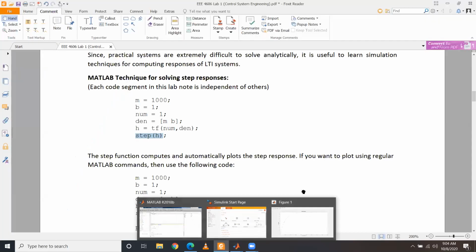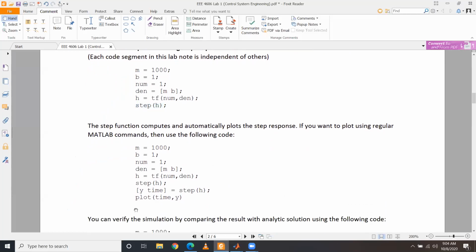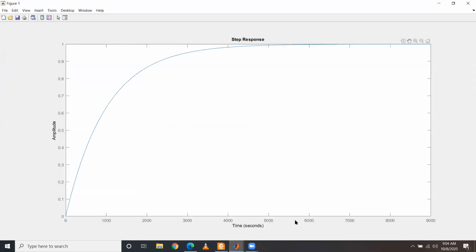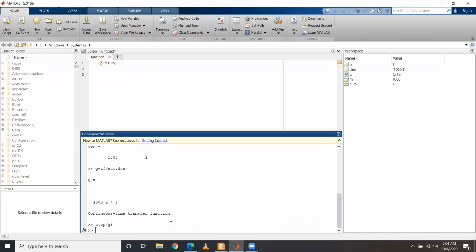Yeah. And you can also use the plot function that you already know from before. For the plot function, you need two values, right? The x-axis values and the y-axis values. So in this case, the x-axis values are the time values and the y-axis values are the velocity values, right? So yes. You can generate the x-axis and y-axis values from the step function itself.